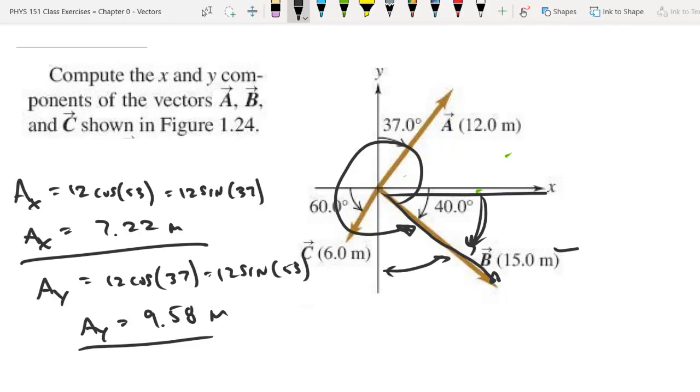Or vector B is, what's this angle here? This is 50 degrees, right? Vector B is 15 meters at 50 degrees counterclockwise off the vertical there. But it's probably easiest to say that it's just in standard position here. It would be 15 meters at 320 degrees. Okay.